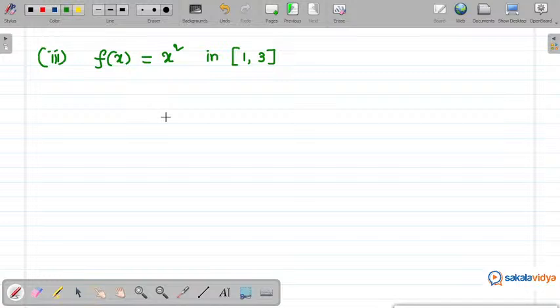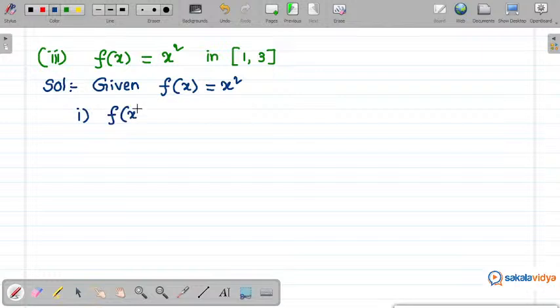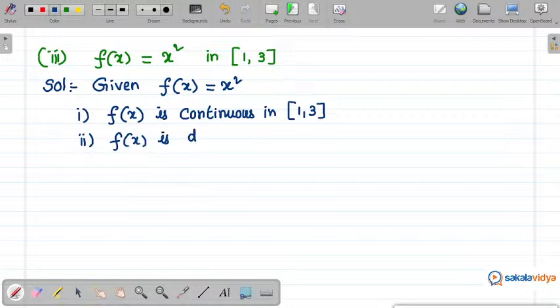Right. So now according to this problem, first, given f of x equals x square. The first point, f of x equals x square is a polynomial function, so f of x is continuous in closed 1 comma 3. It is also derivable, second condition: f of x is derivable in open 1 comma 3. But among 3 conditions, 2 conditions have been satisfied by the function f of x.